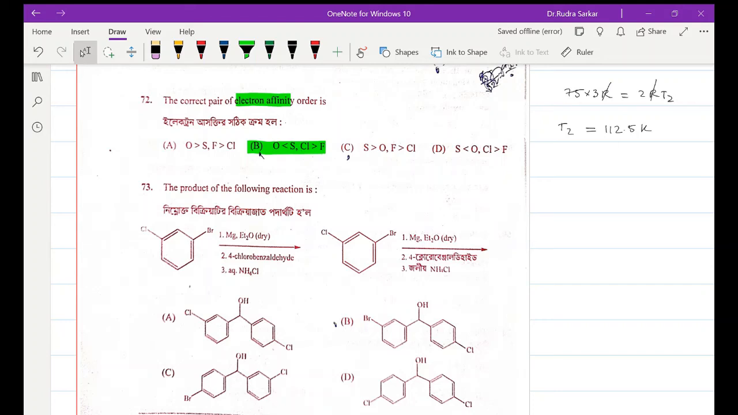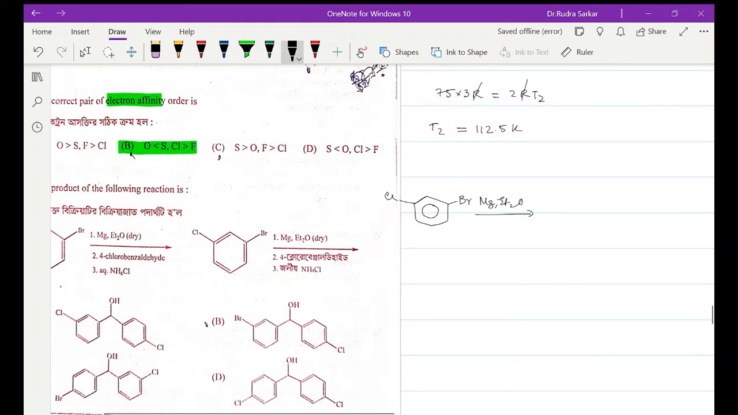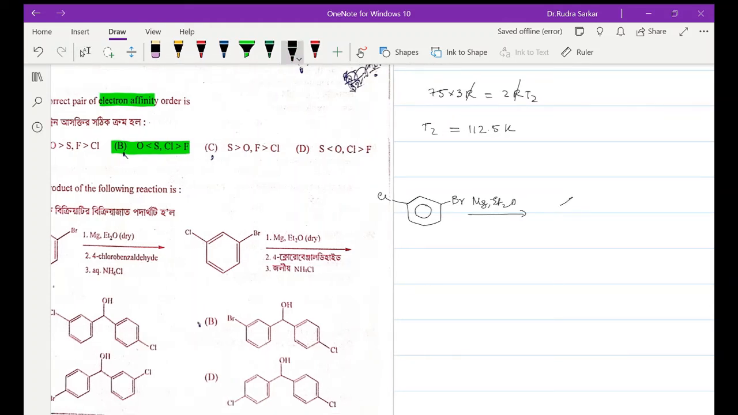Next, in this particular question number 73, what will happen in the first step? Let's check. We have been given Br, Cl, the C-Br bond is more weak. So the moment we use Mg, ether, okay, it forms this one.